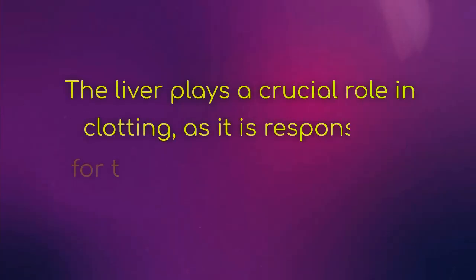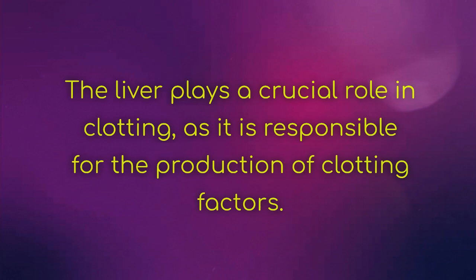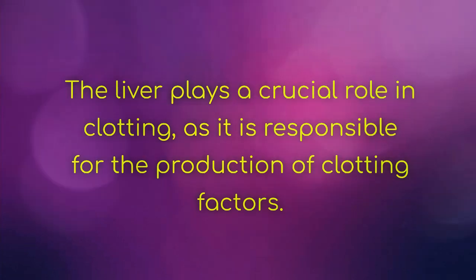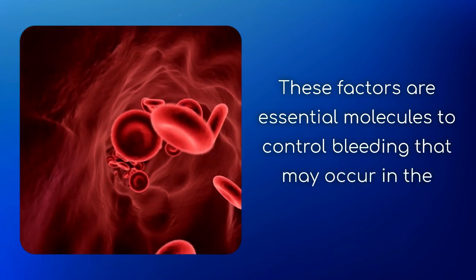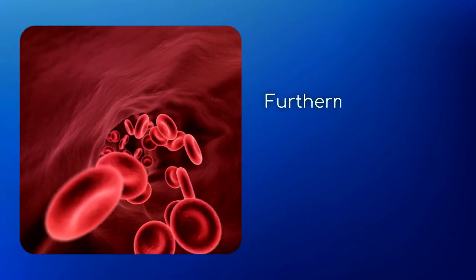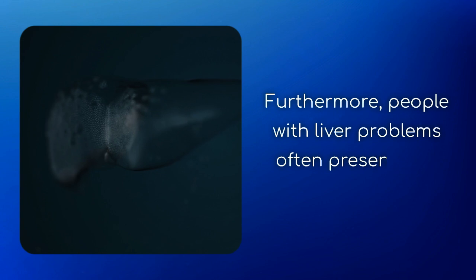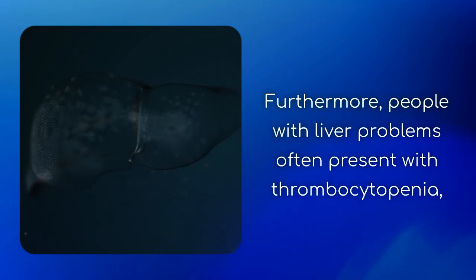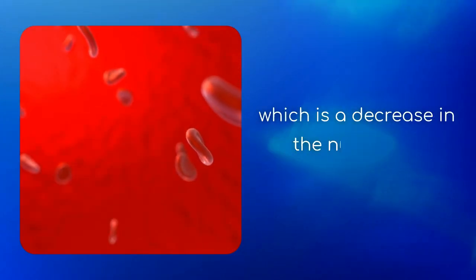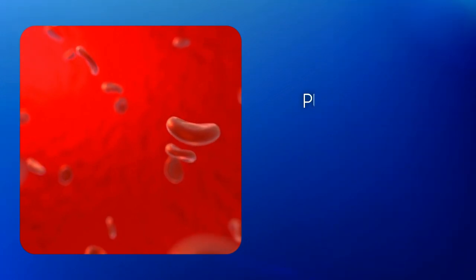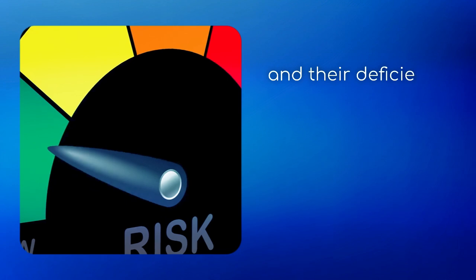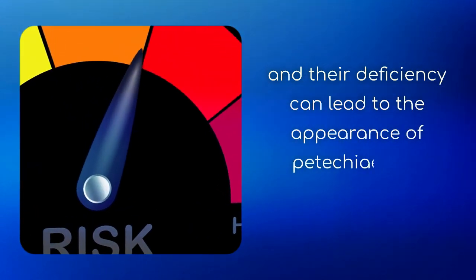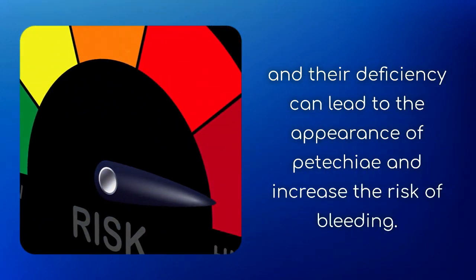The liver plays a crucial role in clotting, as it is responsible for the production of clotting factors. These factors are essential molecules to control bleeding that may occur in the body. Furthermore, people with liver problems often present with thrombocytopenia, which is a decrease in the number of platelets in the blood. Platelets are important blood components for the clotting process, and their deficiency can lead to the appearance of petechiae and increase the risk of bleeding.